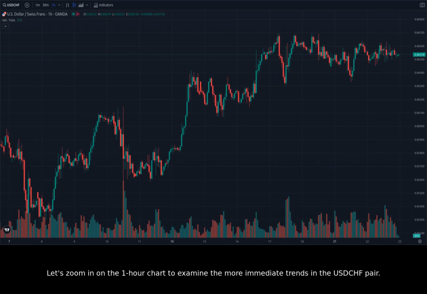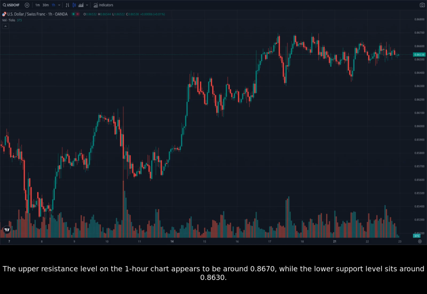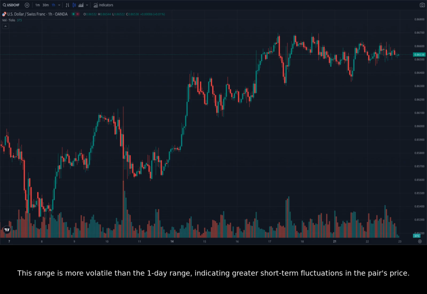Let's zoom in on the one-hour chart to examine the more immediate trends in the USDCHF pair. The one-hour chart offers a closer look at the recent price movements. We can see that the pair has been trading in a smaller range within the larger one-day consolidation. The upper resistance level on the one-hour chart appears to be around 0.8670, while the lower support level sits around 0.8630. This range is more volatile than the one-day range, indicating greater short-term fluctuations in the pair's price.